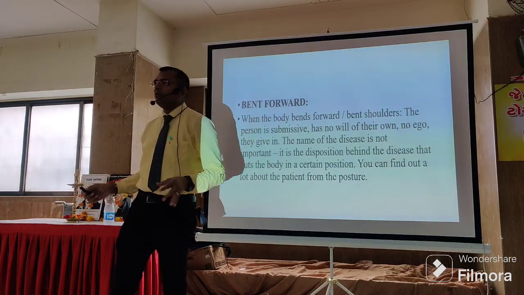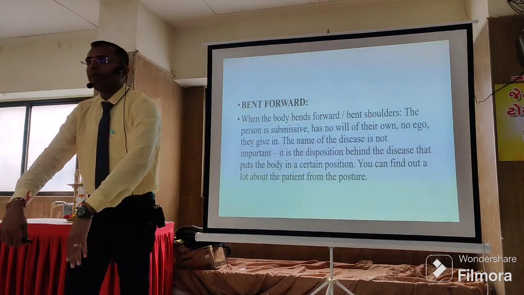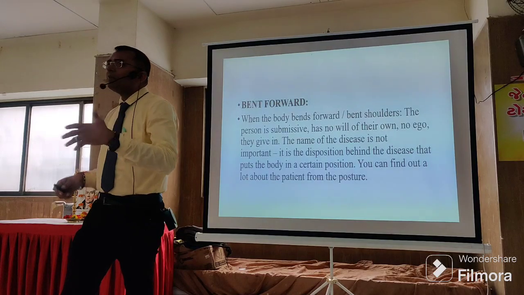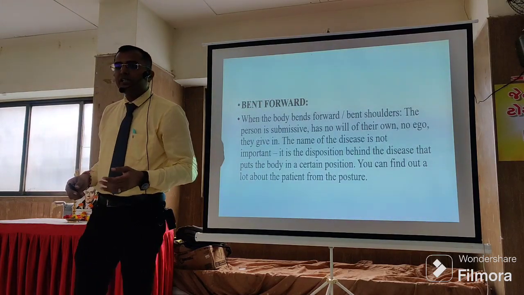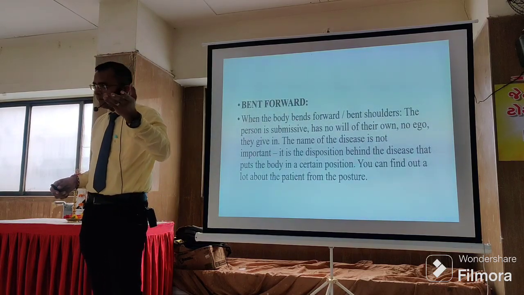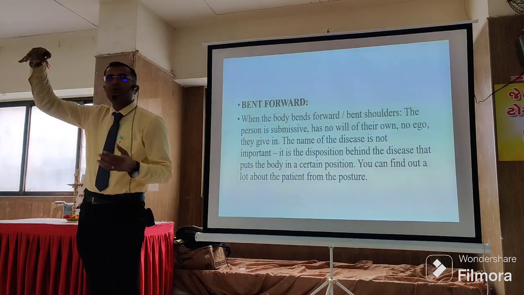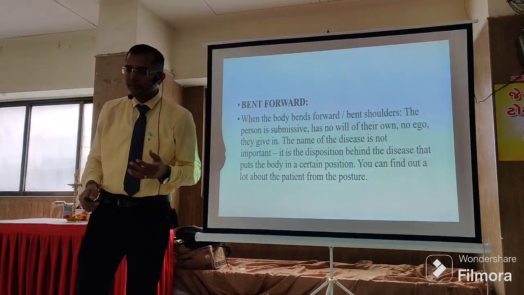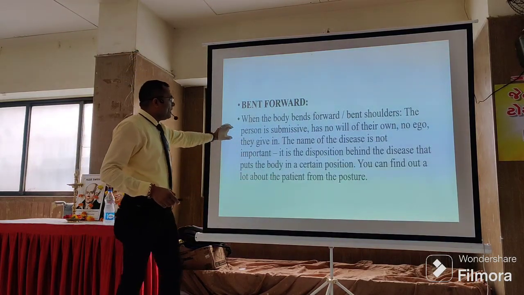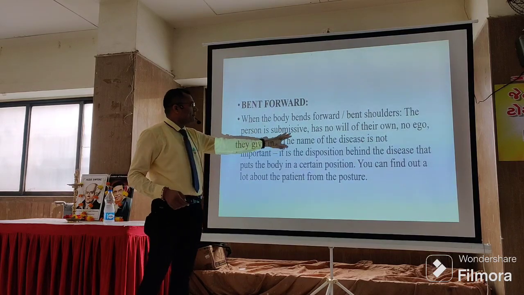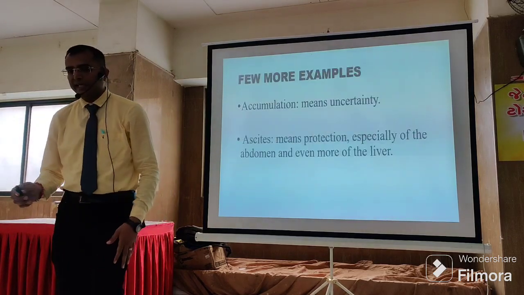If the child looks like this, bent forward, okay, so bent forward means what? I am submissive to you. I am servile to you. I have no will. So this is another mind of pathology. Every posture adopted by the child is based on the mother's perception going into the child's genetic system. Every disposition is based on perception. So bent forward means the person is submissive, has no will and no ego, or they are generally a give-up kind of personality.